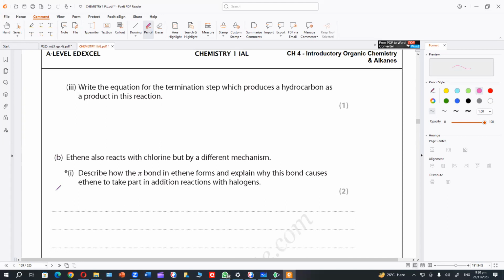Write the equation for the termination step which produces a hydrocarbon as a product in the reaction. Termination means two free radicals hit each other. Termination means two radicals react with each other. CH3 plus CH3 is C2H6.